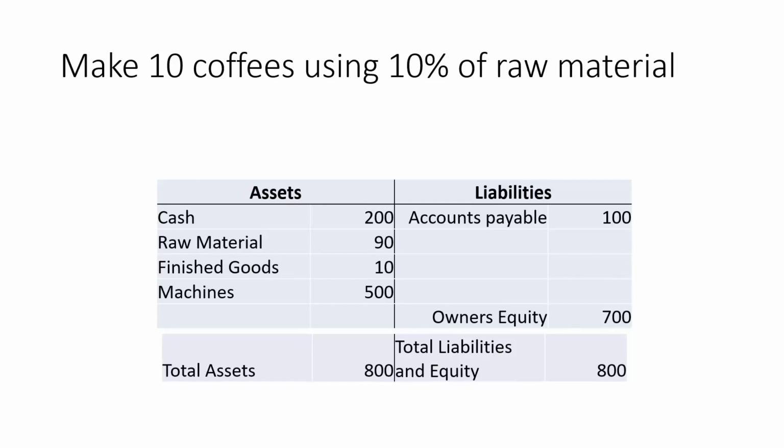Now, size of balance sheet is also the value of total assets. So it's 500 plus 10, 510 plus 90, 600 plus 200, 800. Since we did nothing on the right hand side, our accounts payable are same, owner's equity is the same, the total liabilities and owner's equity is 800.